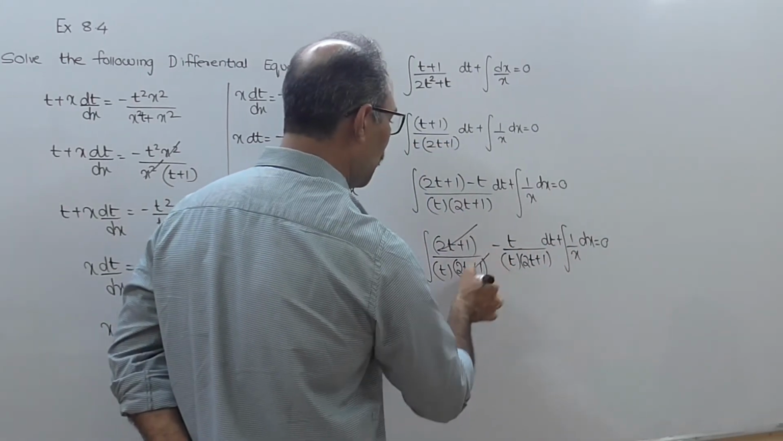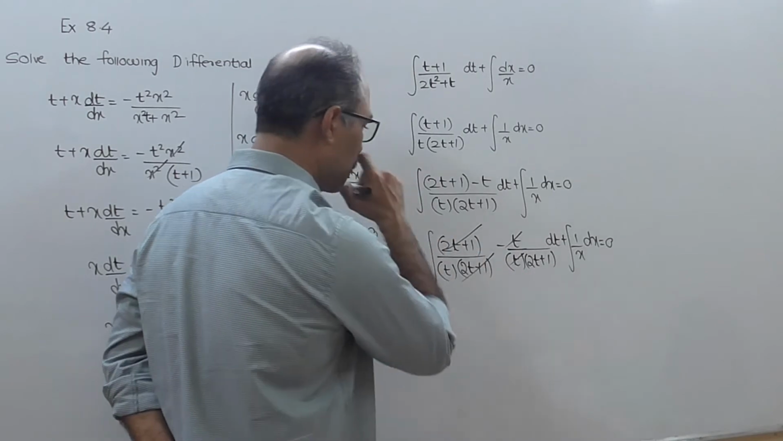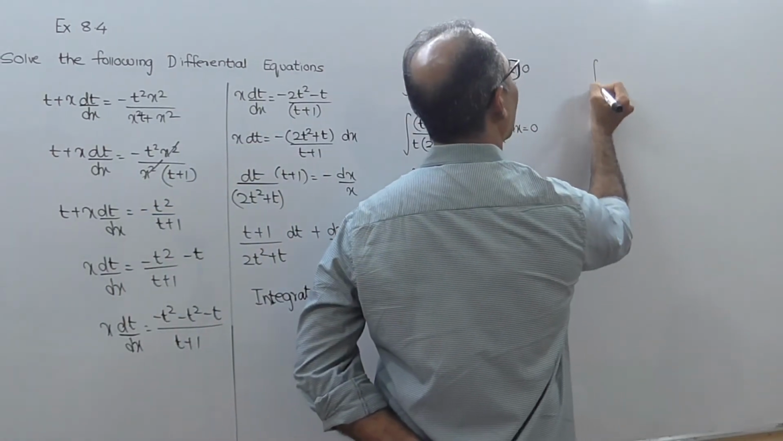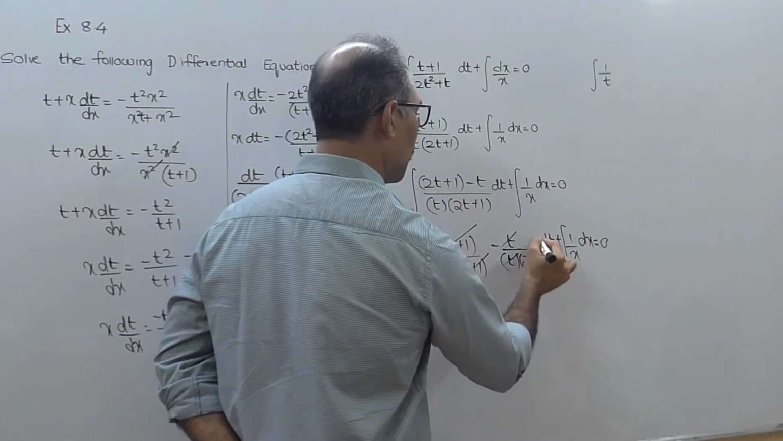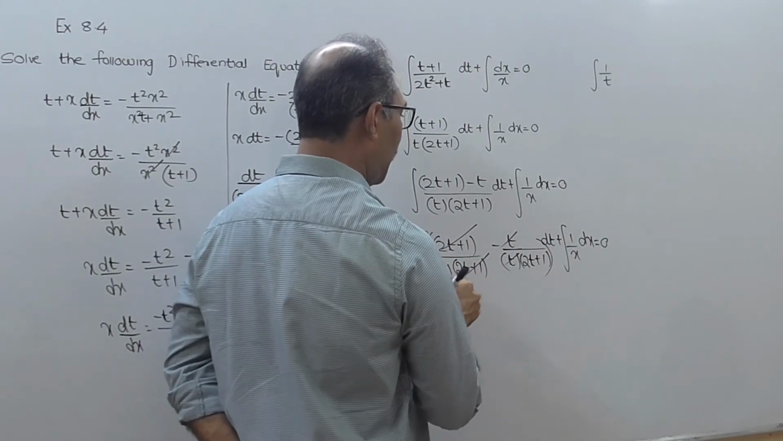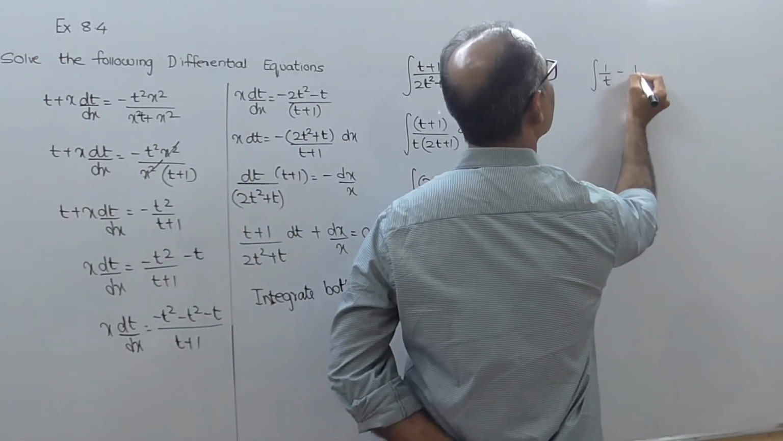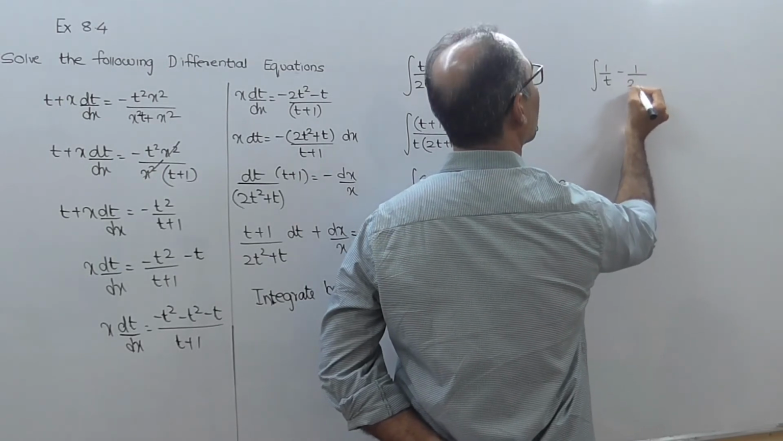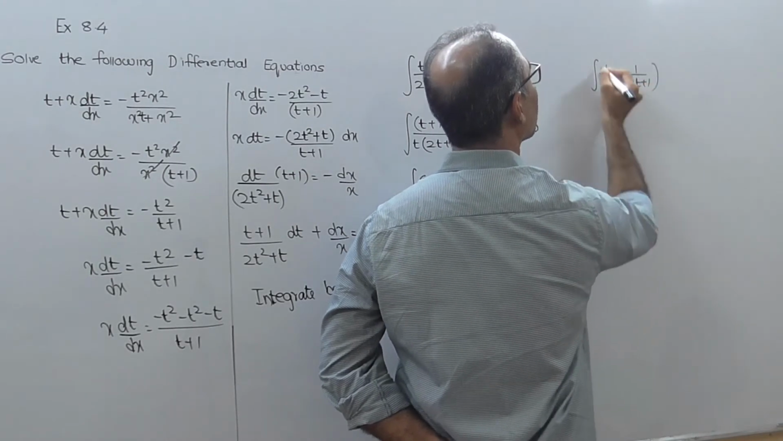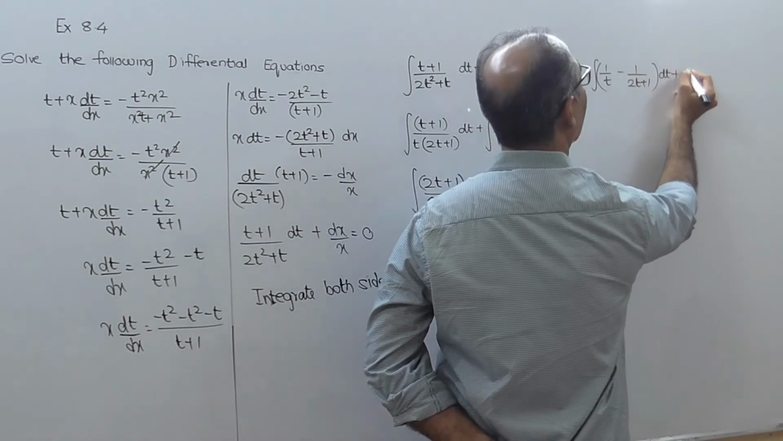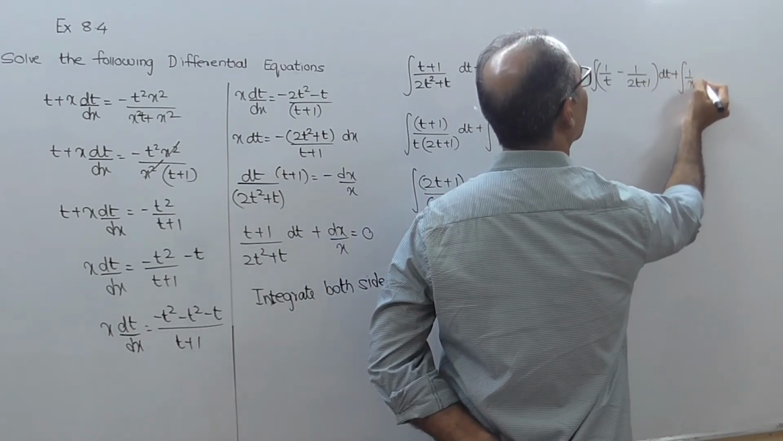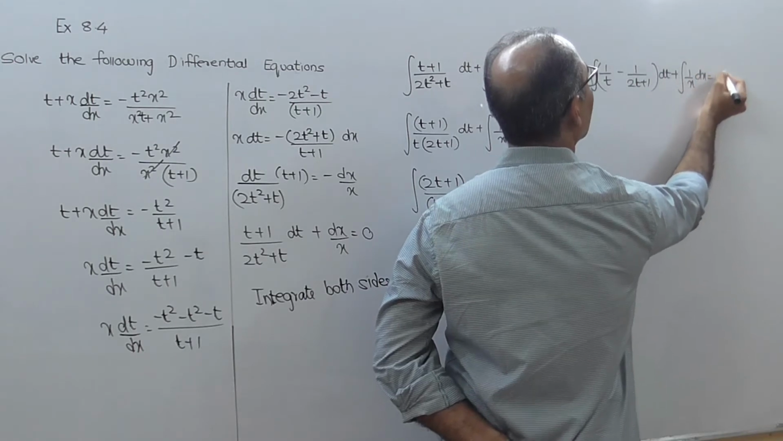This 2t plus 1 and 2t plus 1 cut, this t and t cut. So now what I am having is, on the first I am having 1 upon t minus 1 upon 2t plus 1, the entire thing related to dt, with integration 1 upon x dx, and that is equal to 0.